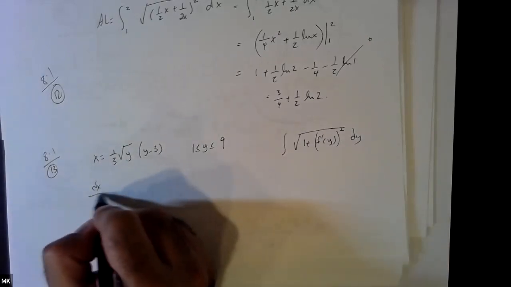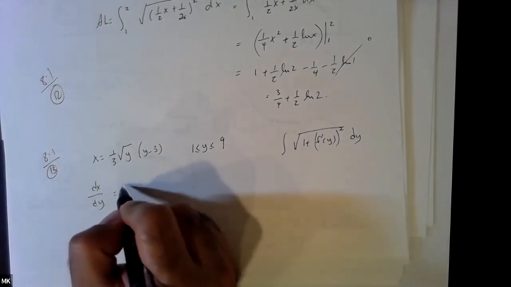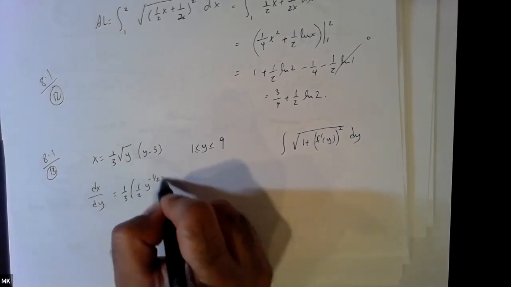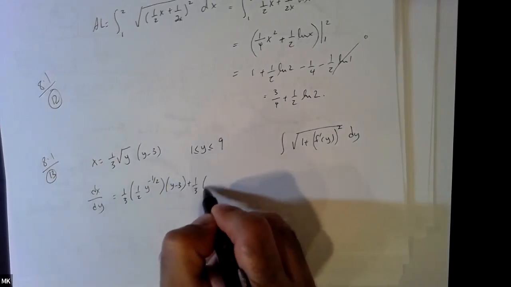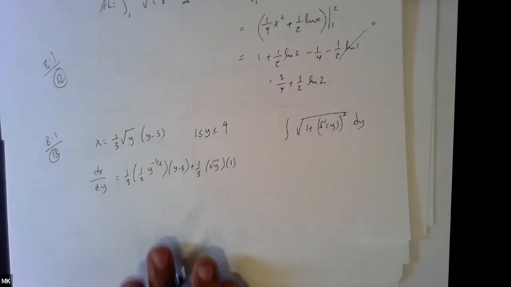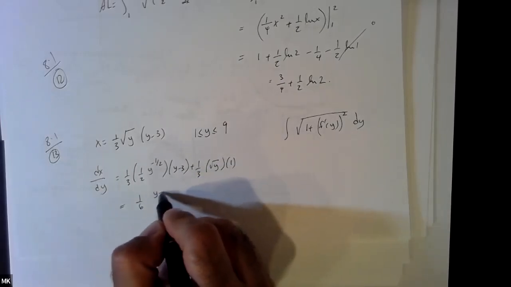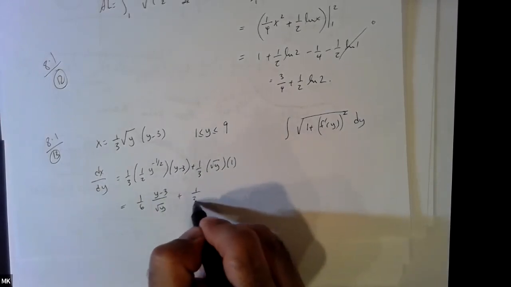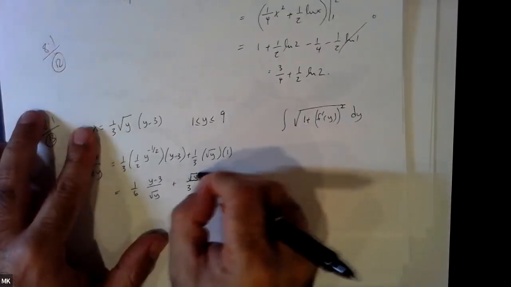So, okay, now dx/dy, I'm going to emphasize this dx/dy, so I put it in that form: 1/3 derivative of the first times the second, plus the first times the derivative of the second. 1/3 is for both of them, that's why I wrote it. So I get 1/6 (y minus 3) over root y plus 1/3 root y. Sorry, my writing is not very clear here.